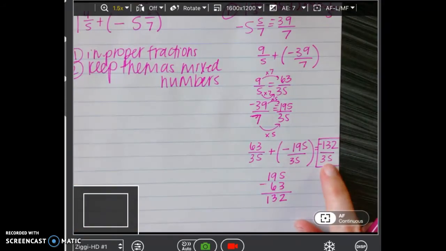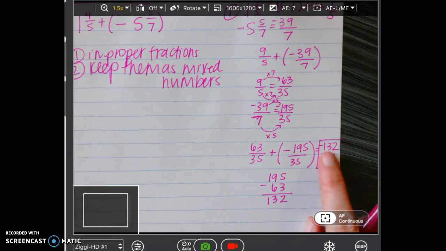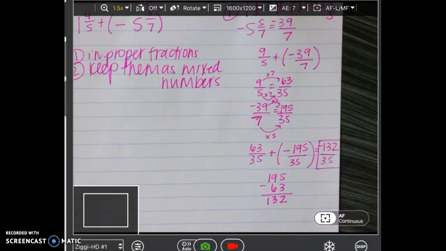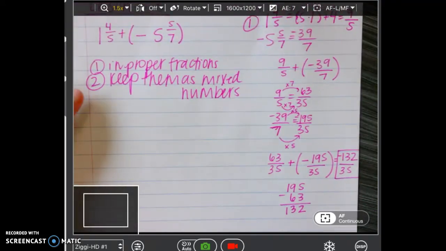Now I could write that as improper, or I could keep it like this. So then I think, is it simplified? Well, 35 has factors of 5 and 7. 132 will not have factors of 5 or 7. So that is simplified. So let's think about the second strategy where I keep them as mixed numbers.